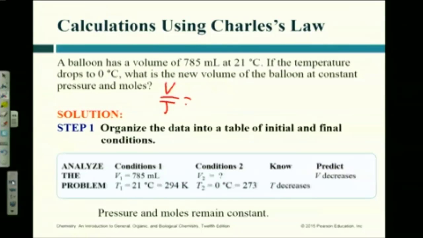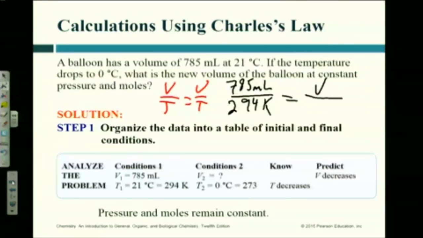So it's V over T equals V over T. My volume is 785 milliliters over 21 degrees C, which is 294 Kelvin. What's my new volume? I don't know my new volume, right? And what's my new temperature? 273 Kelvin. 294 is from 21 plus 273, right? So how are we going to solve this? Multiply these two together, then divide by that, right? Cross multiply, so that means 785 times 273, and then the 294 goes with the V, so this times that, divided by that.